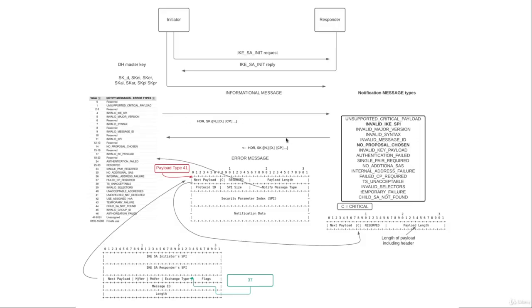So, side topic here. The critical flag can be set by the initiator or responder to let the other party know that it will have to understand this payload type. That means this payload is mandatory. If the recipient doesn't know how to interpret this payload, it should end the conversation.